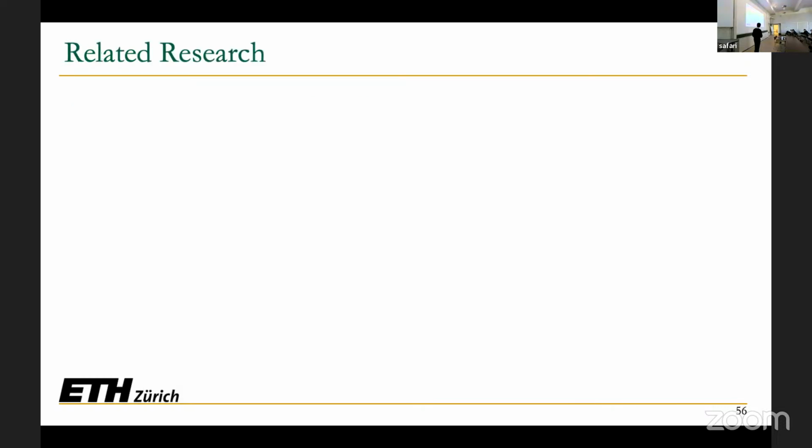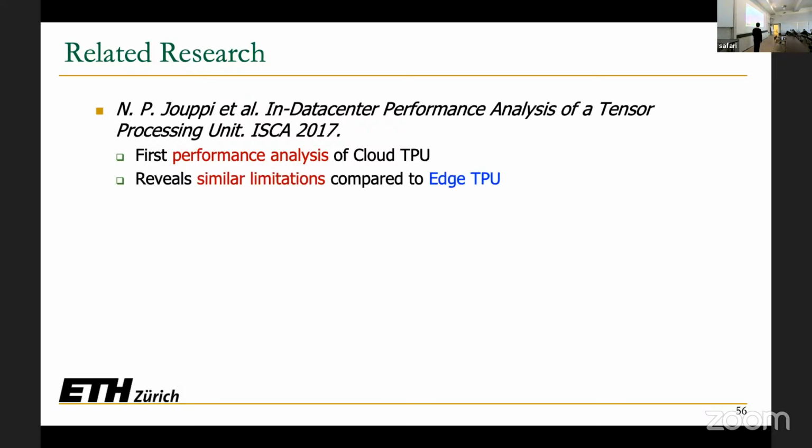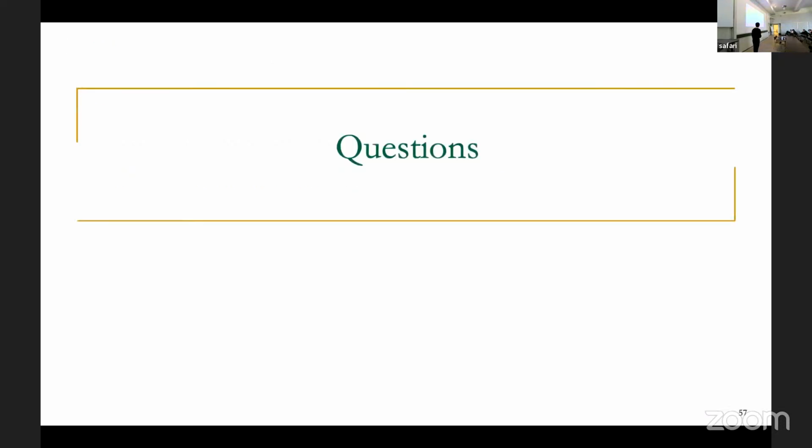Some related research in this is the paper from ISCA 2017, which is an in-data center performance analysis of a tensor processing unit. This is actually the first performance analysis of the cloud TPU, and it was found that there are similar limitations compared to the edge GPU, where the scheduling of the layers and classification has to be done dynamically. Any questions?